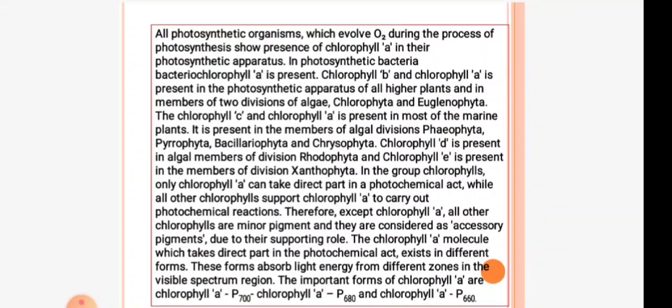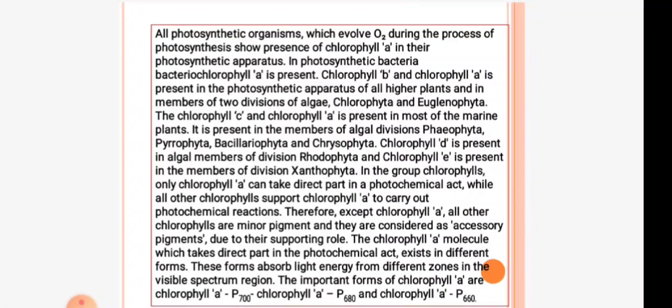Chlorophyll C and chlorophyll A are present in marine plants. They are present in members of algal divisions Phaeophyta, Pyrophyta, Bacillariophyta, Chrysophyta. Chlorophyll D is present in algal members of Rhodophyta, while chlorophyll E is present in division Xanthophyta.